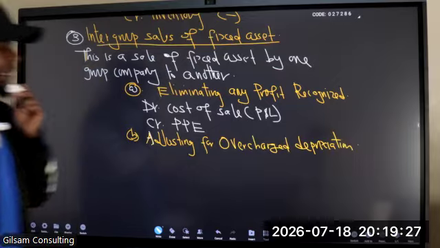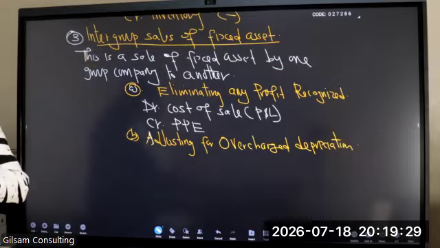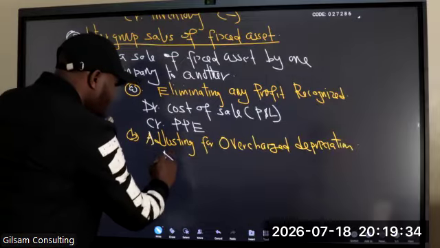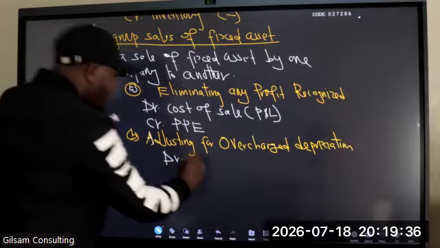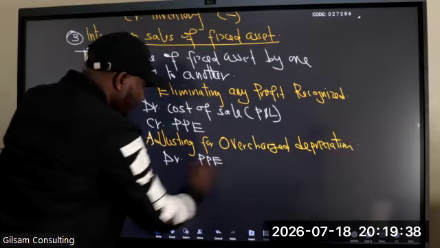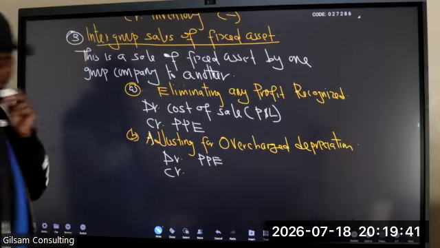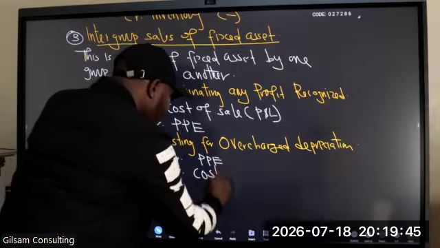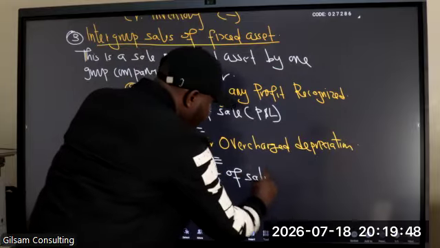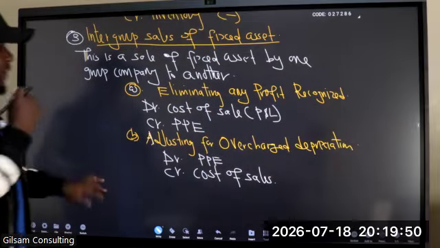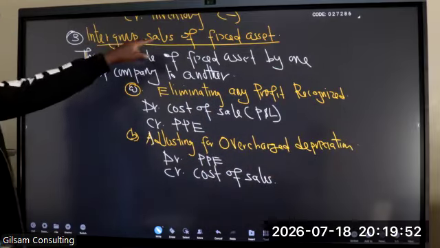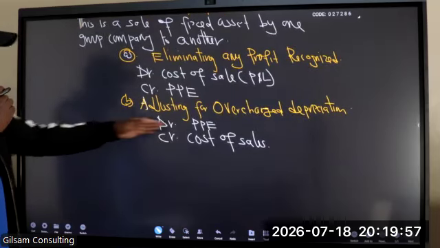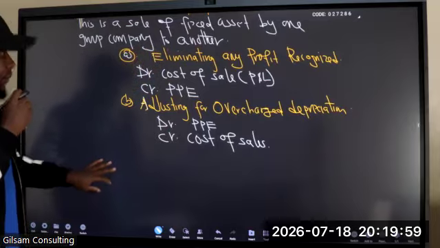So what do we do for that? We debit the PPE account because it has been reduced, so it restores the assets. We debit the PPE account and we credit the cost of sales. So that is the intercompany sale of a fixed asset. We'll see how to calculate this using some formulas.